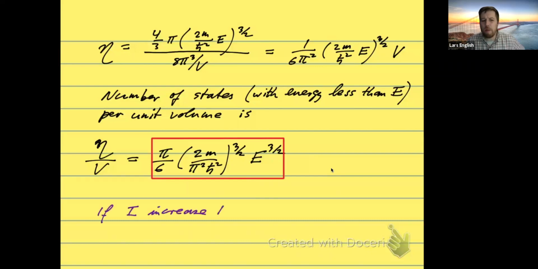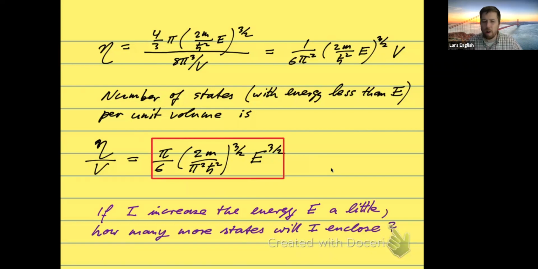What does that give me? Well, really I'm interested in the following scenario. If I'm at E and I have enclosed a certain number of states and then I increase that energy just a little bit, how many more states will I enclose? That is the original question. How many states fall within that sliver of a ring, that little annulus? So I'm already at E, and then I'm going to go a little bit higher in energy, so E plus some small delta E. And the question then is, how many more states will I have enclosed in that slightly larger circle or sphere in 3 dimensions?